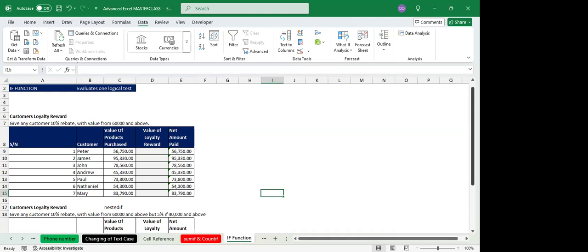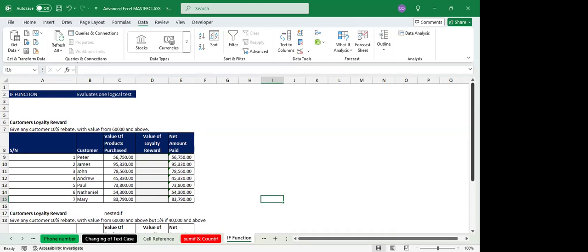All right. Now, I've painted a scenario to help us understand the IF function. Let's say I have an organization.